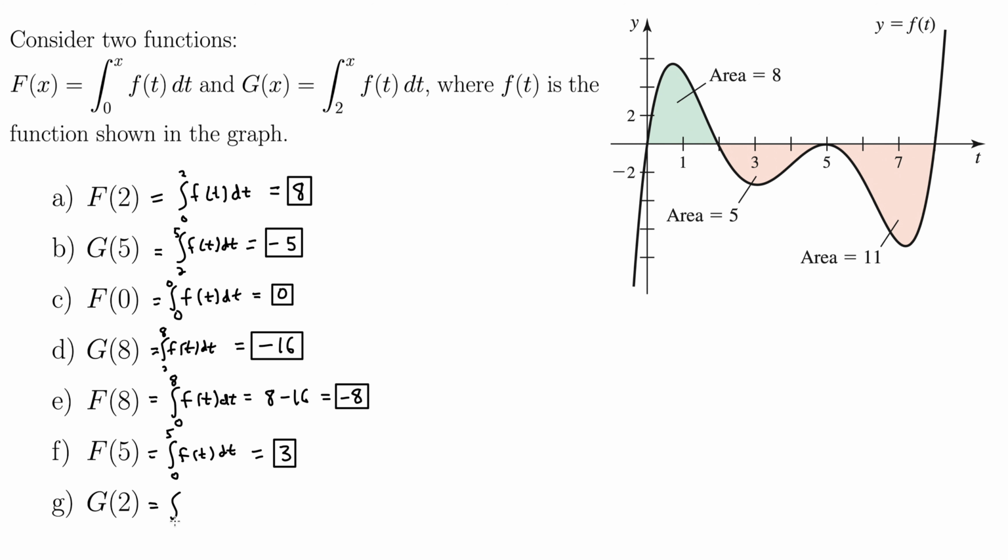Finally, for part G, we have capital G of 2. Well, this is another one. Integral from 2 to 2 of f of t dt. I don't even need to look at the graph. I know that that's going to be 0. Even if we did look at the graph, there's not much to say, right? It would start and stop right at 2 here. So if there's no space, there's no way to trap any area. So of course that area would be 0.